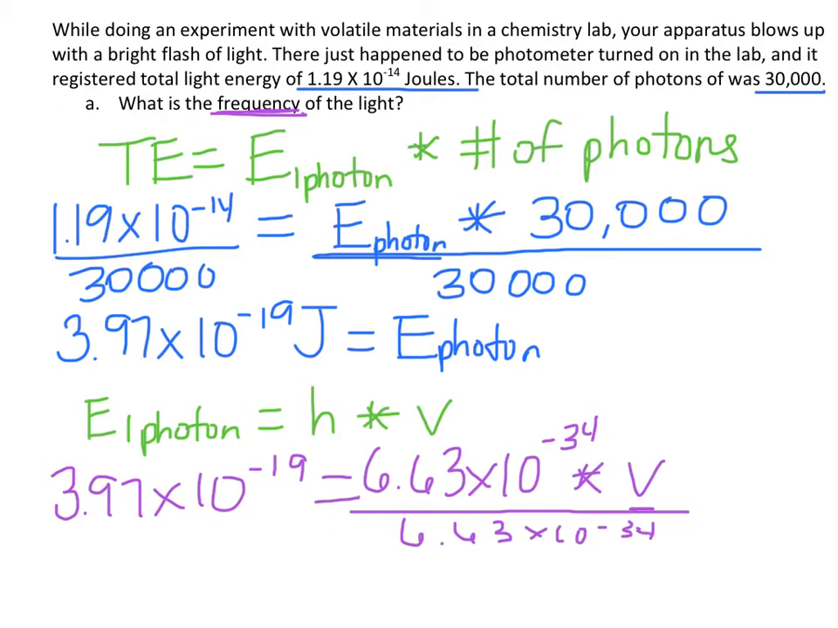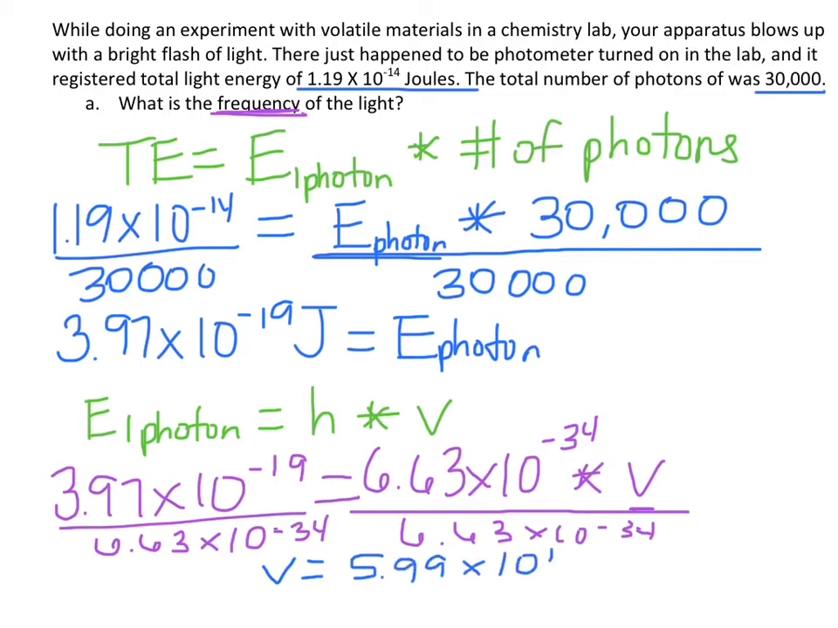Play fair and do this on both sides. So whenever you type this in your calculator, don't forget that these are scientific notation numbers, so they need to be in the format of E. So whenever you type that in, you're going to get 5.99 times 10 to the 14th. And since this is frequency, the unit is going to be in hertz. So we just used two formulas on your light equation guide to find the frequency of light.